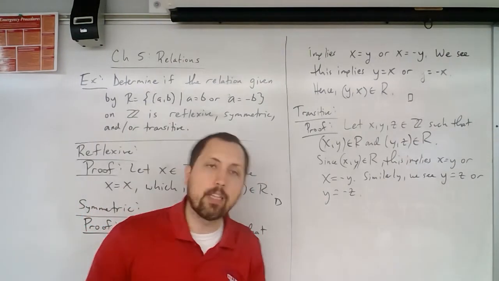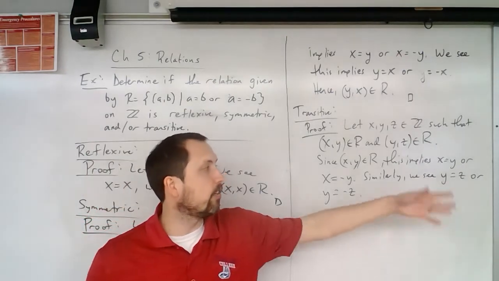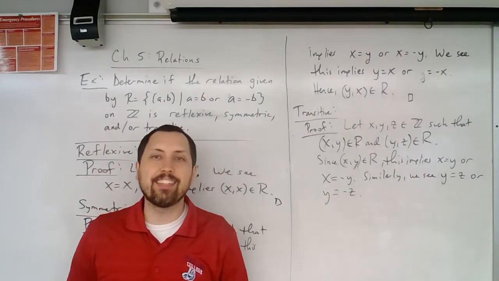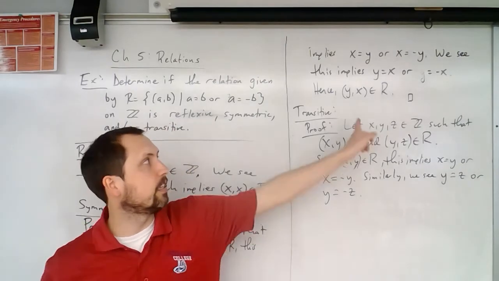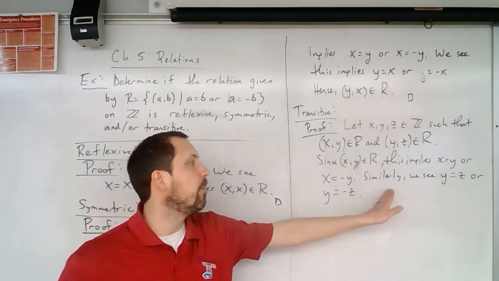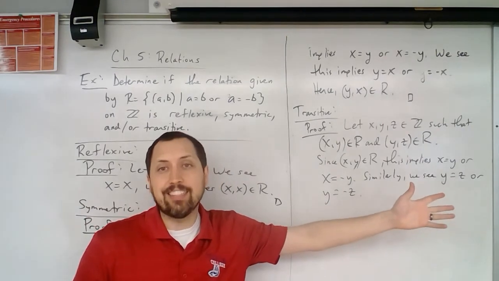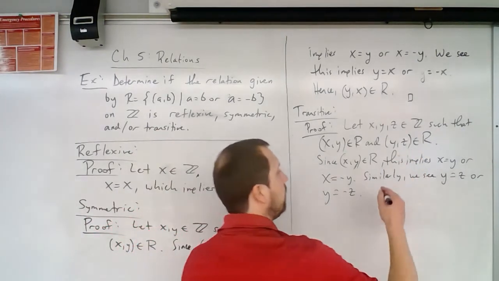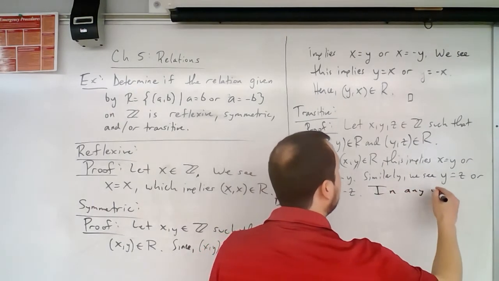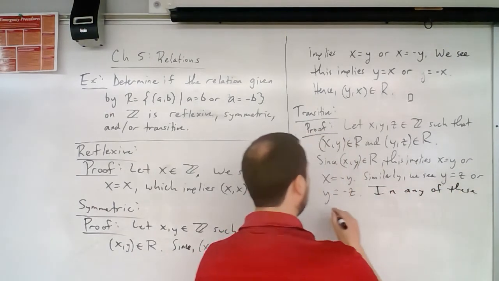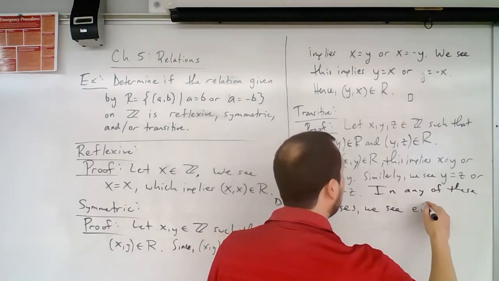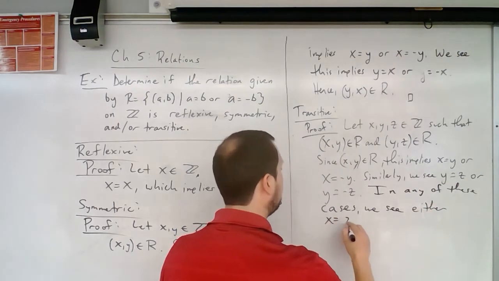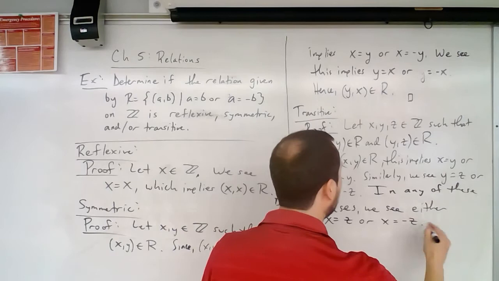Or you could try to come up with something a little bit slicker. But in this case, I'll be honest, it's not really designed to be super crazy in depth. It's really just helping you get accustomed to thinking about transitivity. So in this case, the results were just hopefully easily convinced by. So in any of these cases, we see either x is equal to z or x is equal to negative z.